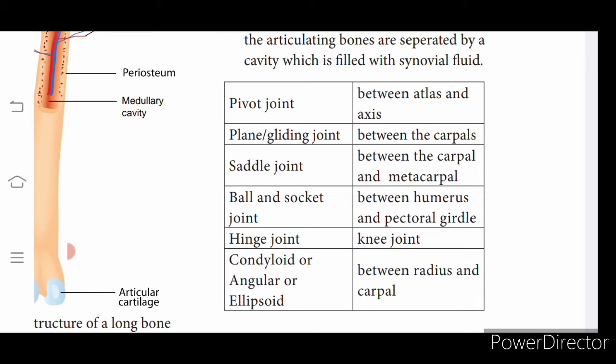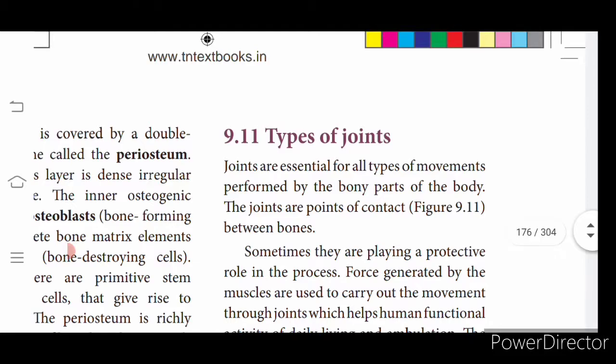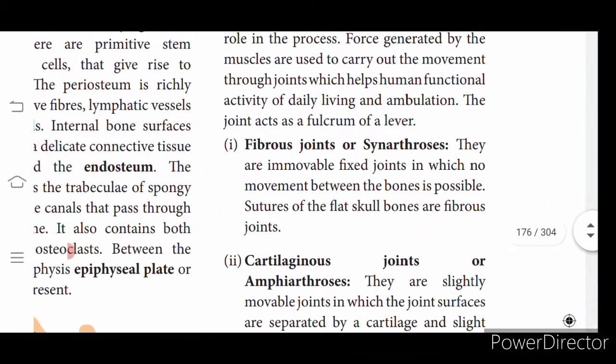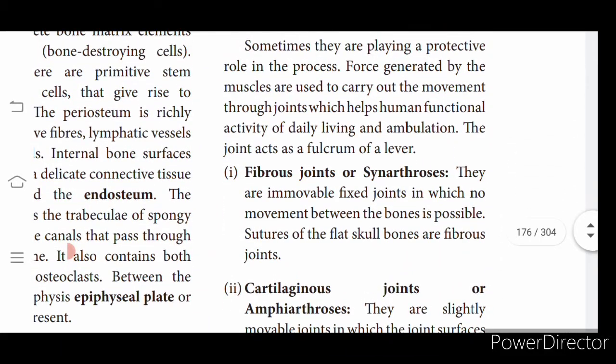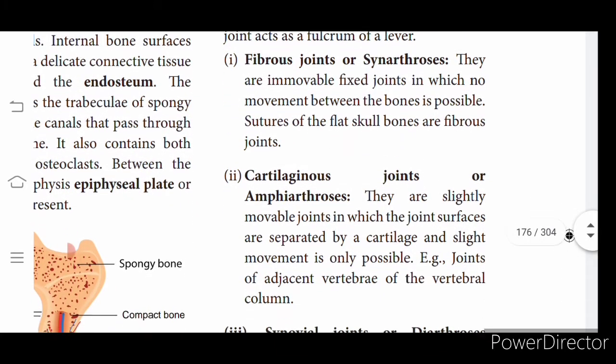The names and the area of the joint are given in this tabular column. You can just read this by heart, which we have learnt already. See here, sometimes they play a protective role in this process. Force generated by the muscles is used to carry out the movement through the joints, which helps the human functional activity of daily living, ambulation, and the joints act as the fulcrum of a lever.